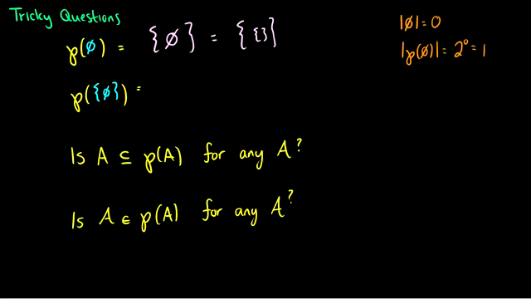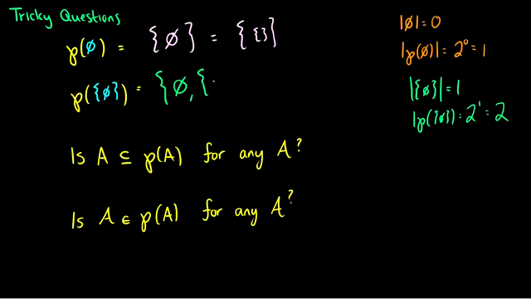Okay, what if I have the power set of the set containing the empty set? Okay, now this is a little bit more confusing, but if we remember that the set containing the empty set, the size of this is 1. So the power set of the set containing the empty set should have 2 to the 1 equals 2 elements in it. So the first one would just be the empty set, because the empty set is an element of every power set. And then you'll also have the set containing the empty set as an element.